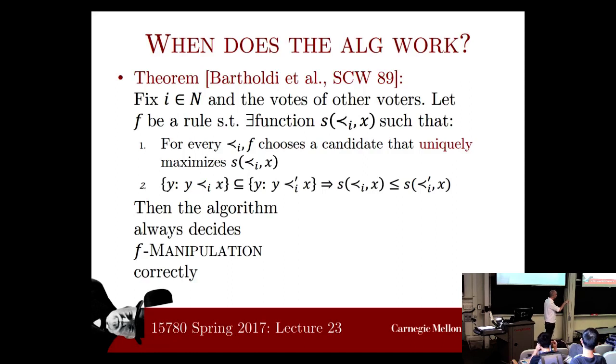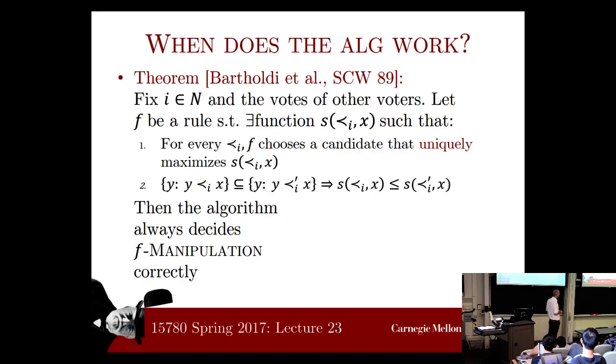So it chooses a candidate that uniquely maximizes the score. And again, there's a subtlety here with uniquely. I want to define the score function in a way that the scores would always be unique, so there won't be any tie breaking. We'll come back to this point in a minute. The second property is a bit more confusing.